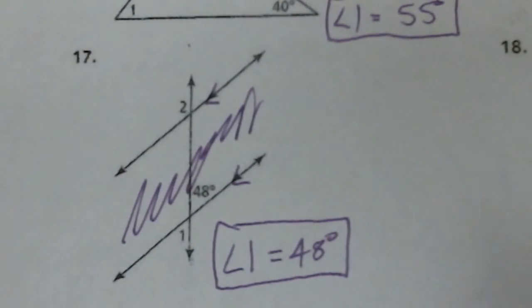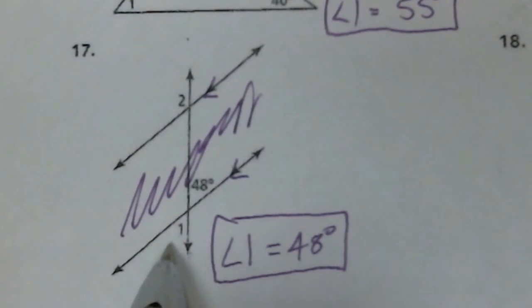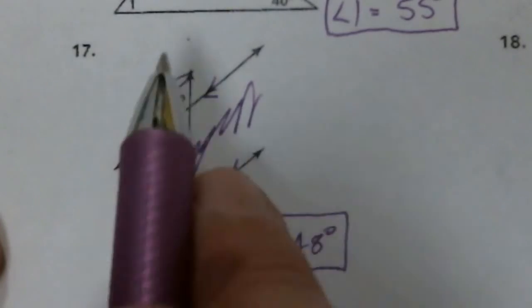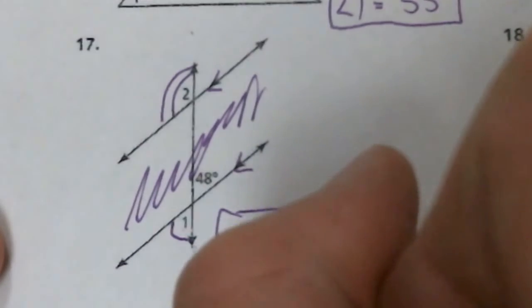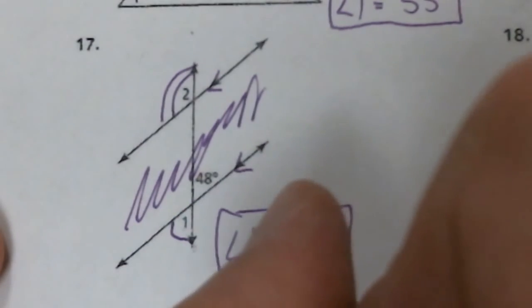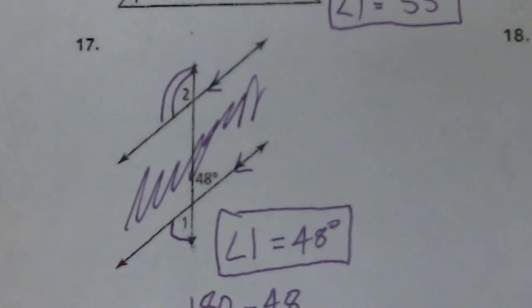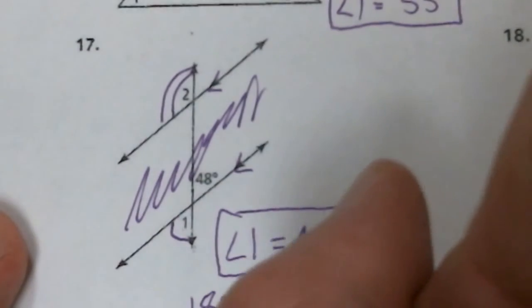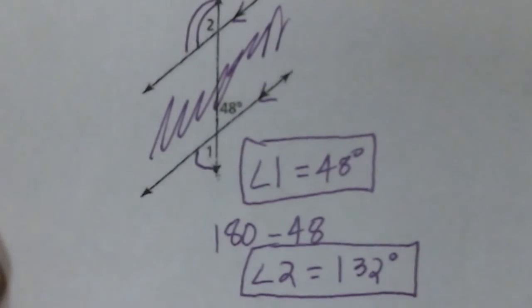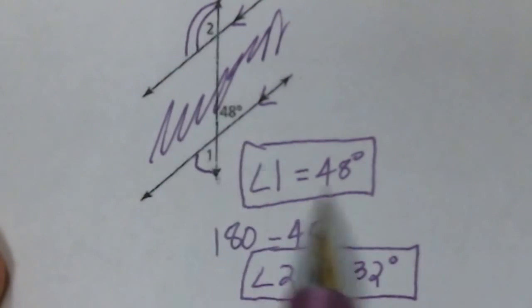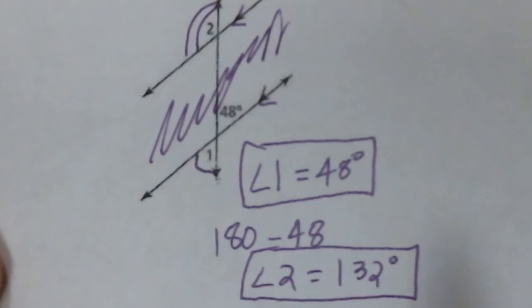Or you can use Mr. Manise's trick that I taught you. Angle 1, is that big or little? 1 is 48, so that's a small acute angle. Angle 2, is that big or little? That's a large obtuse angle, so those two angles are not going to be congruent. When I have one little and one big, they have to add up to 180. So I'll simply do 180 minus the 48, and angle 2 is going to be equal to 132 degrees. Okay. Little, big. Got to be supplementary when the lines are parallel.